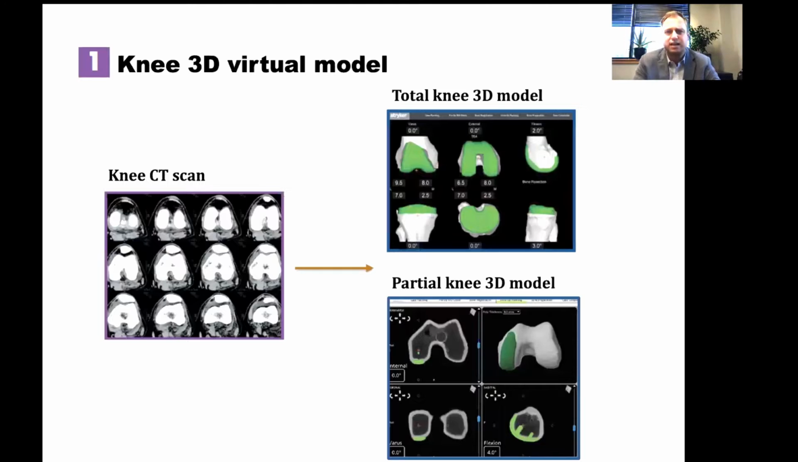So here's the CT scan. It goes into a 3D model. We then size the implants, which you see in green, and in a partial, you can see we're in green, and we can make sure the curvature matches. We can also see how much bone we're going to cut and what our plan is.